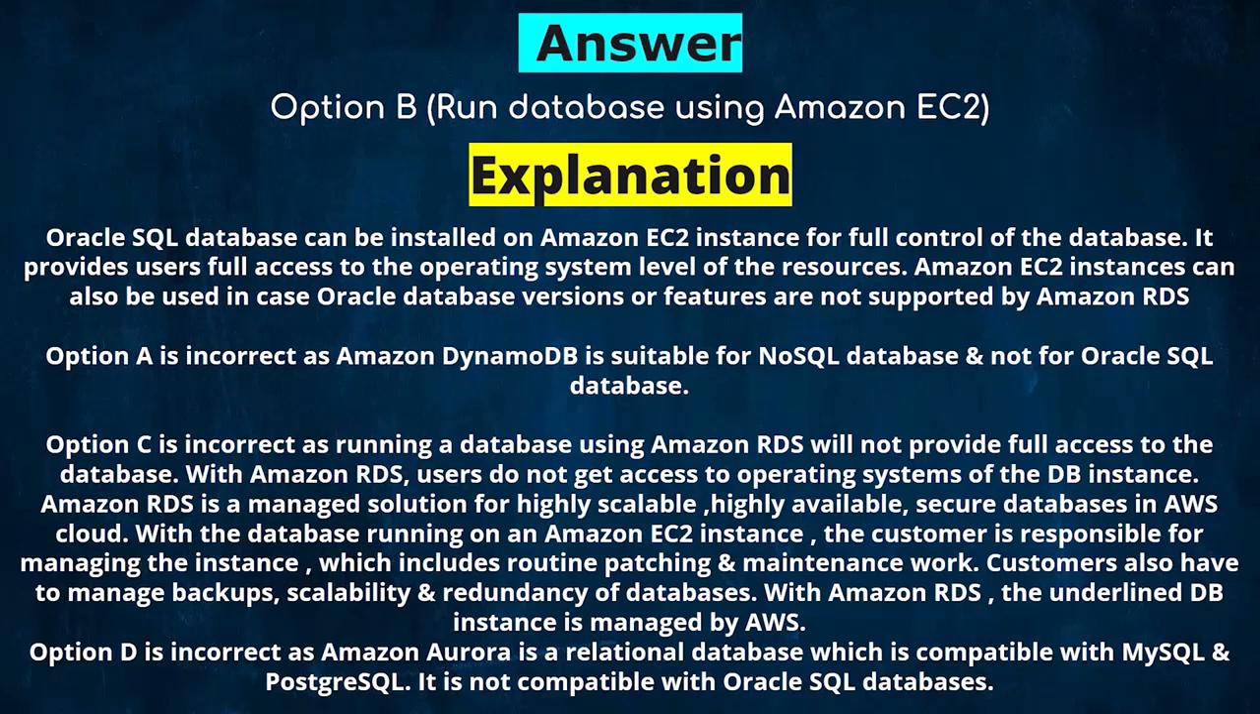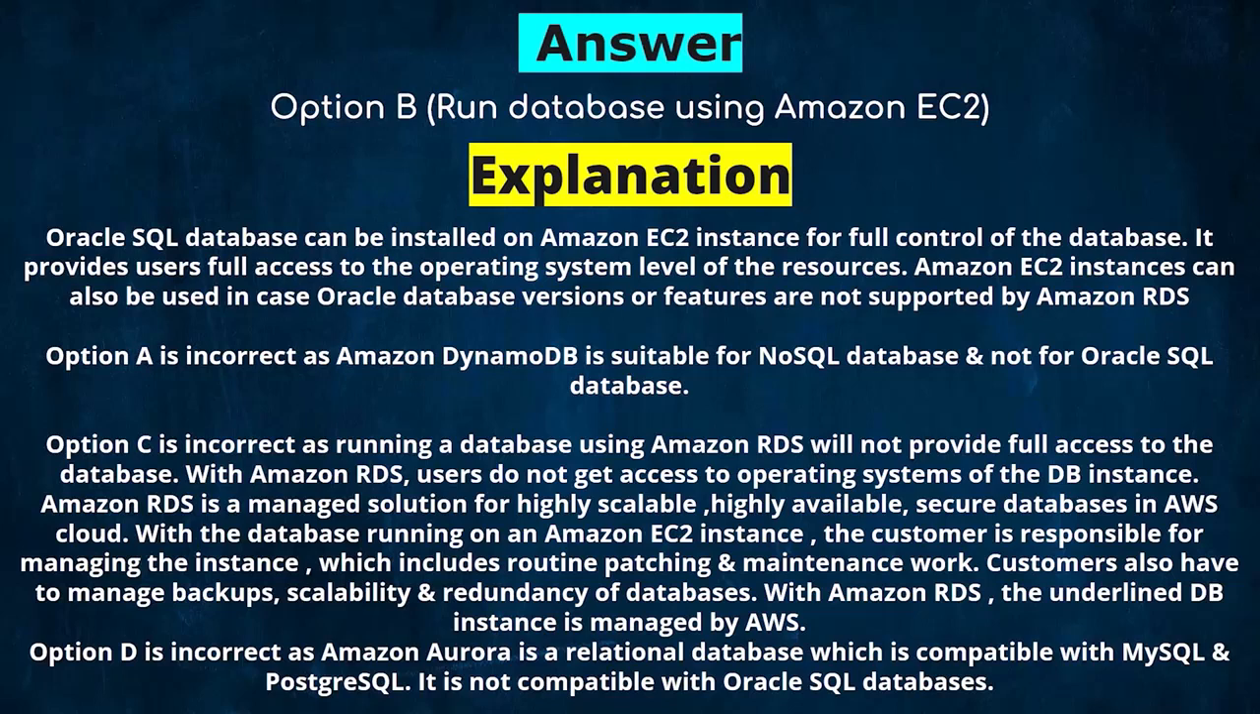Amazon RDS is a managed solution for highly scalable, highly available, secure database in AWS Cloud. With the database running on an Amazon EC2 instance, the customer is responsible for managing the instance, which includes routine patching and maintenance work. Customers also have to manage backups, scalability, and redundancy of the databases. With Amazon RDS, the underlying DB instance is managed by AWS.